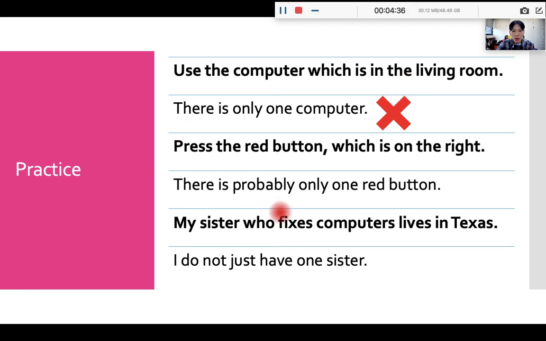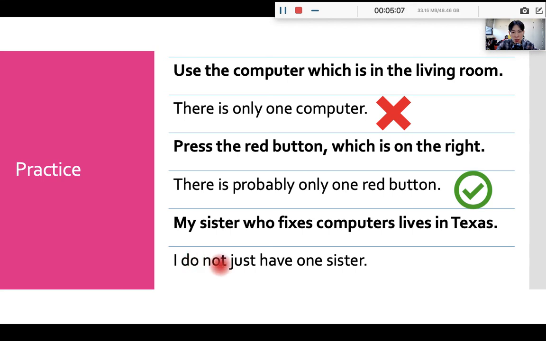What about the second one? Press the red button, comma, which is on the right. Here you do see a comma before the relative pronoun. So this is a non-defining relative clause. This clause is unnecessary, giving extra information. Without it, we can all know which button you are talking about. So there's probably only one red button. This is right. What about the next sentence?